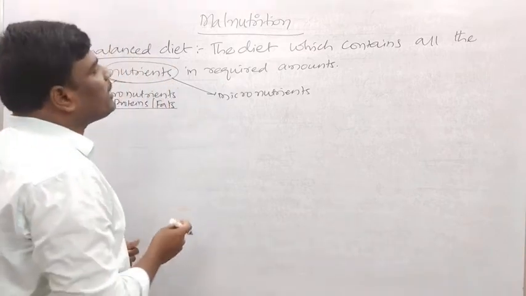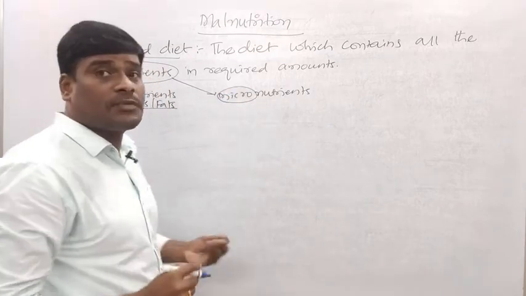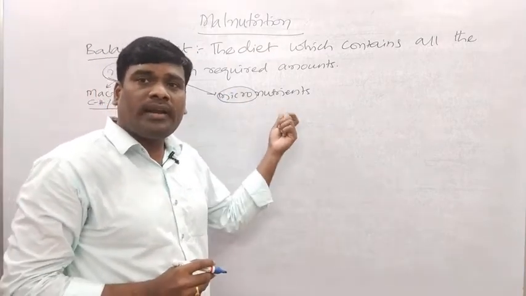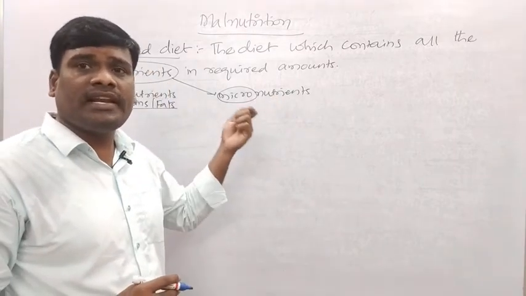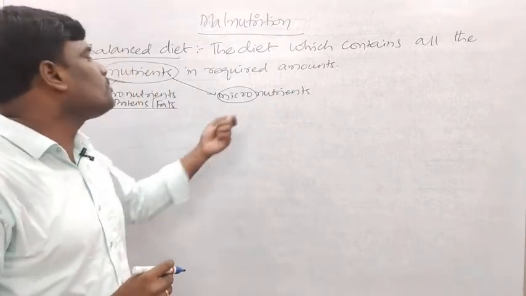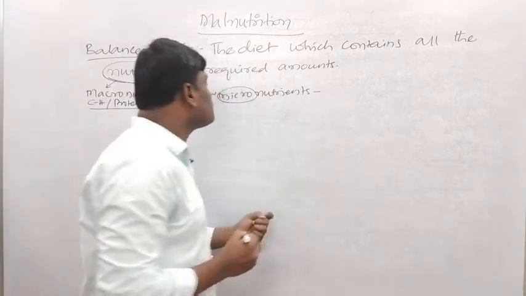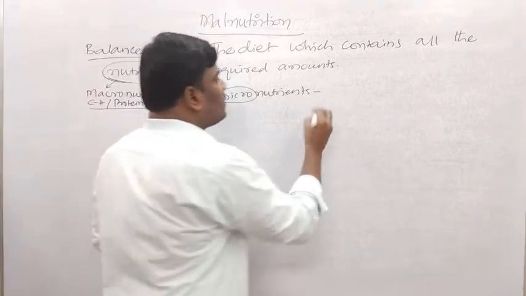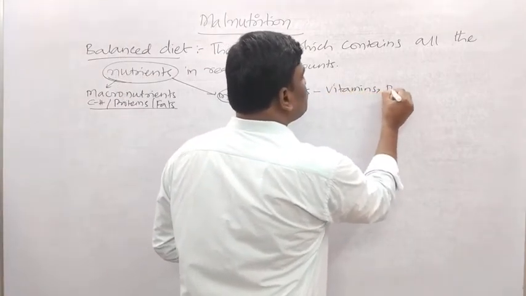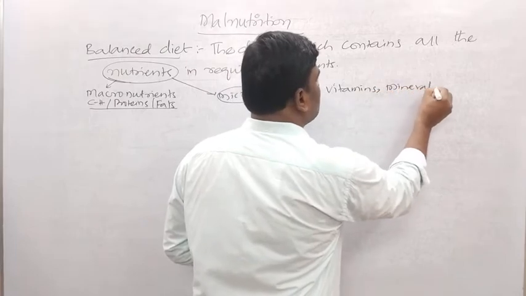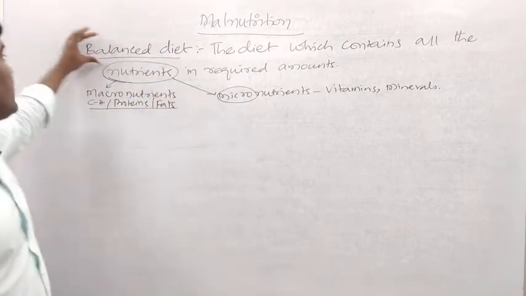Then what about the micronutrients? Micro means what, children? Small. Isn't it? Small quantities. The requirement of these nutrients is very less, in a very small quantity. So those nutrients we call micronutrients. For example, vitamins, children, come under this, as well as minerals also come under this. Isn't it, children? Okay.